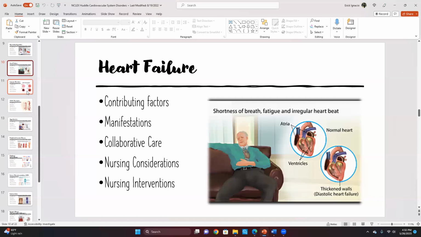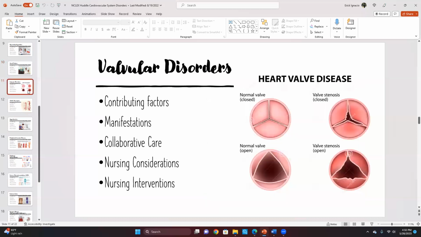Now, let's jump to valvular disorders. We know that there are 4 valves in the heart, and the opening and closing of those valves make sure that the blood goes one way. So those valves make sure that the blood goes in one direction.